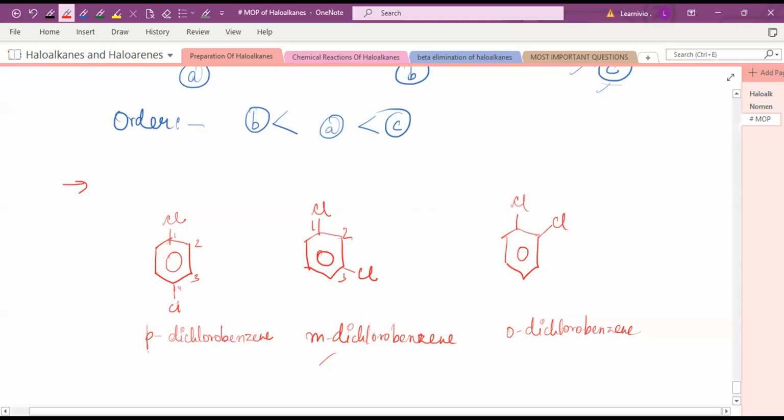So in the para-dichlorobenzene case, as you can see, it's symmetrical. You can see 1, 2, 3, 4, 5, 6, and the symmetry over here, right? But in these two, you can't see the symmetry. These two are unsymmetrical. The para one is symmetrical, and these two are unsymmetrical.